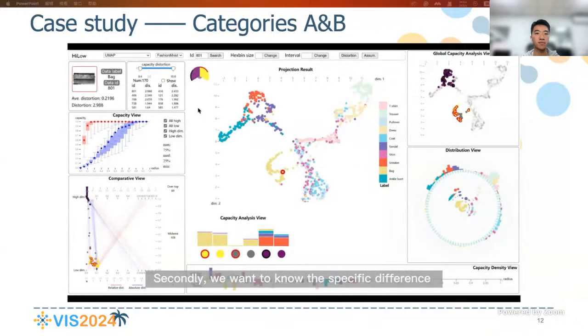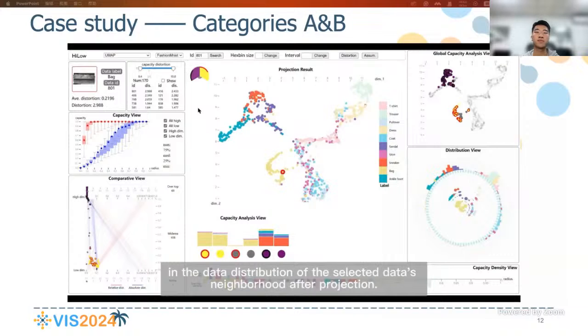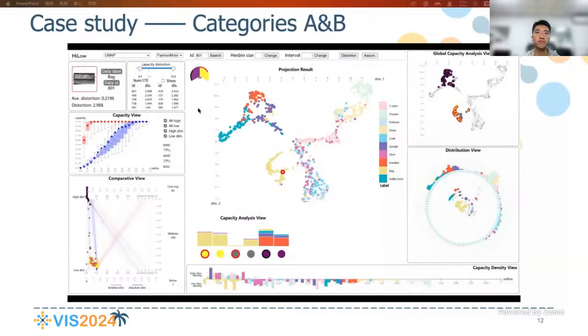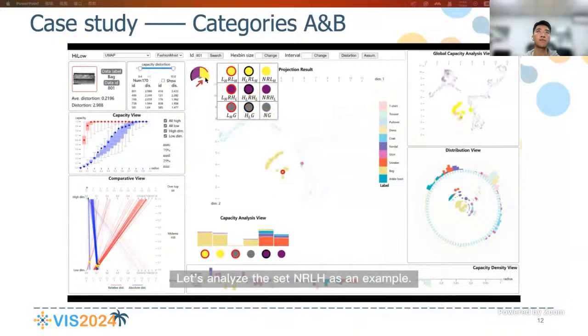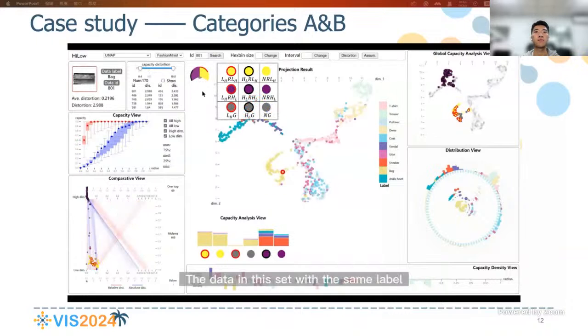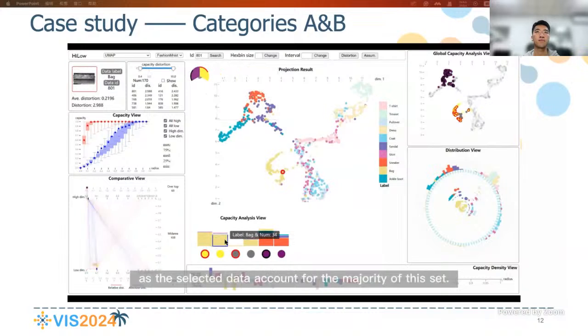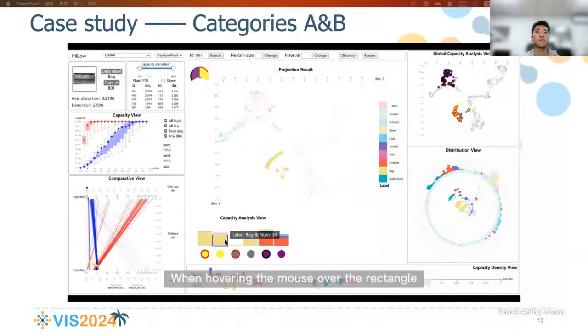Secondly, we want to know the specific difference in the data distribution of the selected data's neighborhood after projection. Let's analyze the set NRLH as an example. The data in this set with the same label as the selected data account for the majority of this set. When hovering the mouse over the rectangle in the capacity analysis view, the corresponding data distribution is displayed in the projection result, and the corresponding rectangles in the comparative view are highlighted. The upper axis represents the high dimension, the lower axis represents the low dimension, and the connections represent the change in the distance of the data from the selected data after projection.